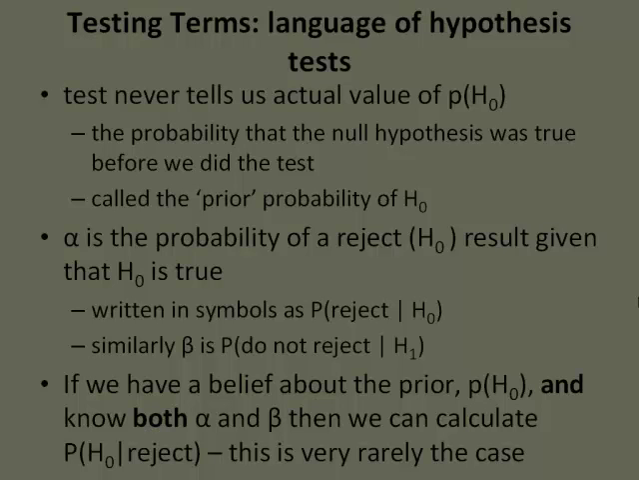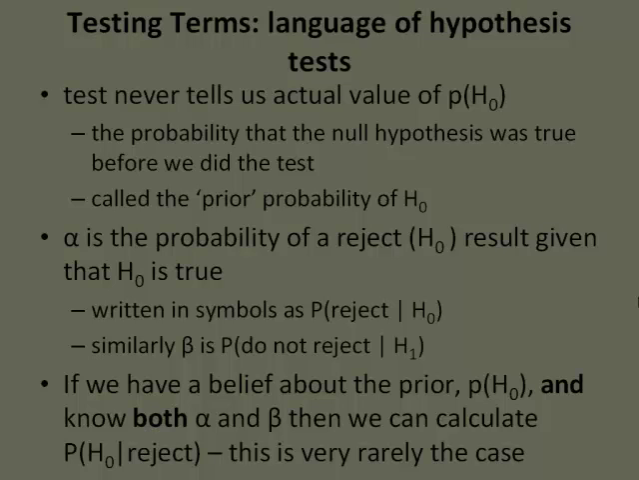So alpha, written in symbols, is like this. Alpha is the probability of rejecting it if it's true. So the test value you get from your computer when you do your test is the probability of rejecting that if it's actually true. And beta is the probability of not rejecting it if it's false. But that's if it's true or if it's false. We don't know whether it's true or false, unfortunately.